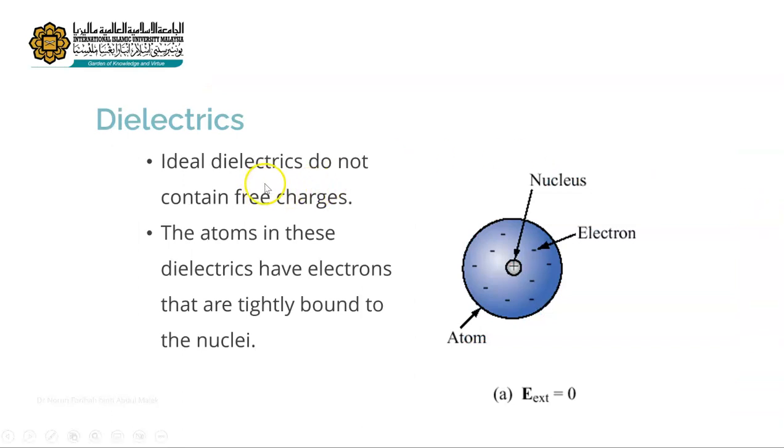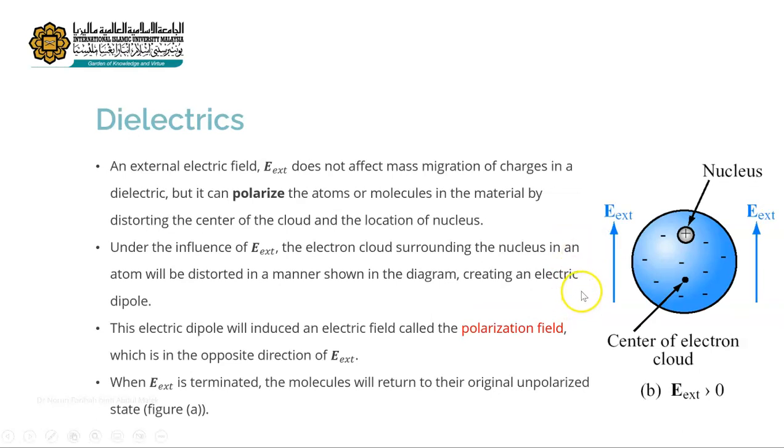Ideal dielectrics do not contain free charges. The atoms in these dielectrics have electrons that are tightly bound to the nuclei, which is the opposite of conductors, where the electrons can jump here and there. An external electric field, E external, does not cause mass migration of charges in a dielectric, but it can polarize the atoms or molecules in the material by distorting the center of the electron cloud and the location of the nucleus.